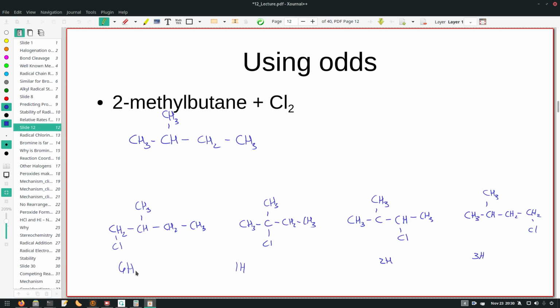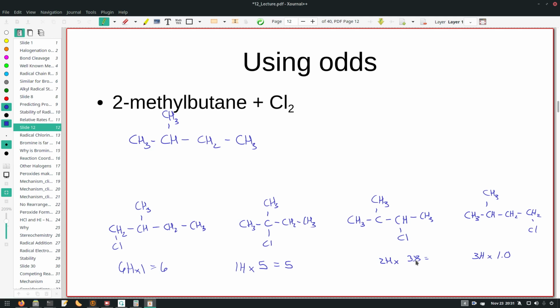All right, so this would have been a primary, so we're going to multiply those 6's by just 1. That's from a tertiary, so we're going to multiply that 1 by 5. The secondary is a weird one, because that wasn't a nice whole number. It was 3.8. And this, again, was 1, because those are primaries. All right, so that's going to give us a value of 6. This is going to give us a value of 5.